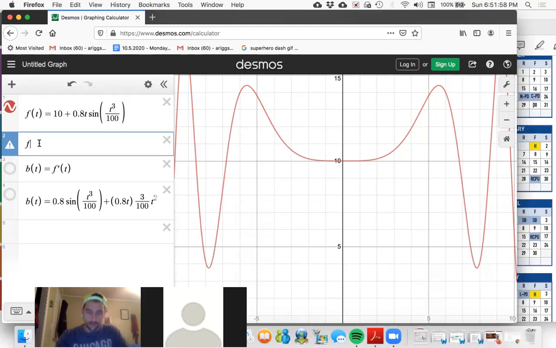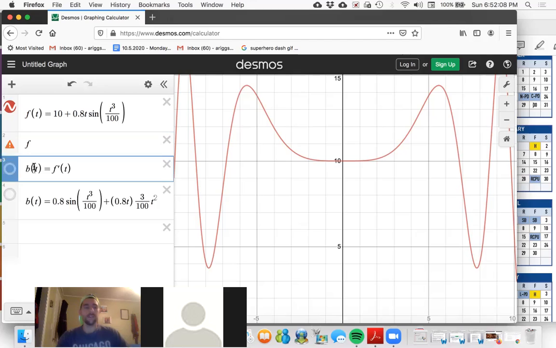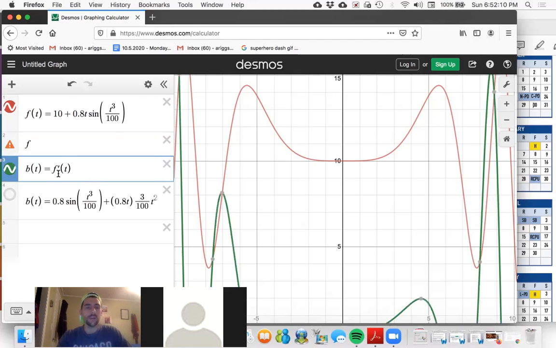And so what I'm going to do here is, one, Desmos is awesome, so I could have just said f prime of 7, and it's going to give me the answer, which is pretty great. But I'm still going to type in what we had before, just for the sake of it. So if I just called b of t our f prime function, I just made up some function b of t and said it's equal to our derivative, and then I typed in what we had a second ago.